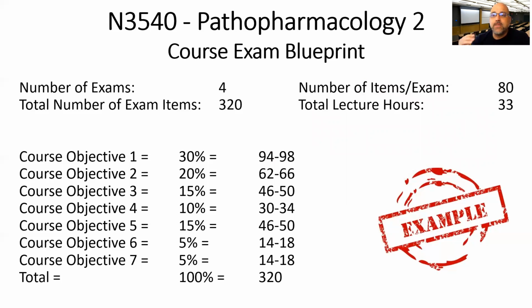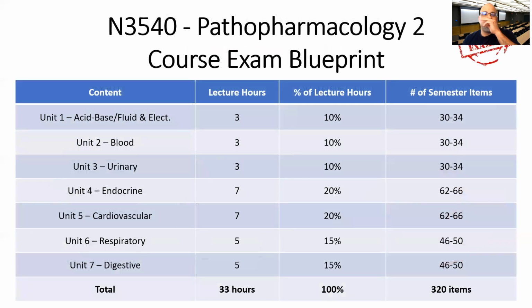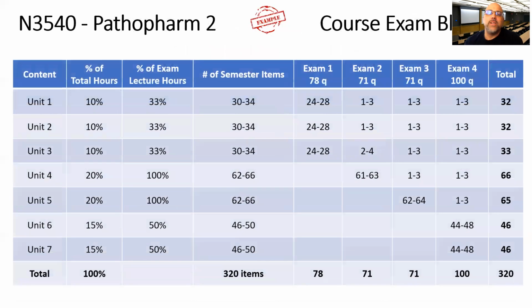The blueprint's going to discuss the course objectives and the percentage of those objectives and how many questions are covered for each of those objectives throughout the semester. It breaks down the lecture hours and then the percentage of questions and content from those different units, as well as even on the individual exams, breaking down how many questions on each exam come from those specific units.